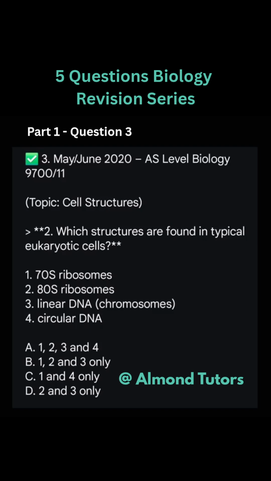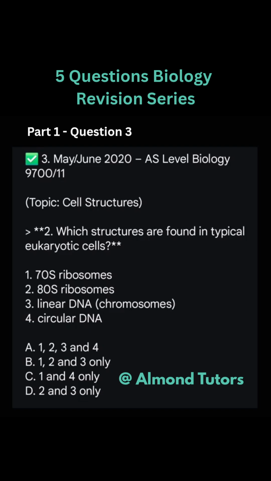So our question 3 today comes from a 2020 exam paper, May-June, paper 1-1. Remember the topic, cell structure. The question goes like this: which structures are found in typical eukaryotic cells? They are given an option of 70S ribosomes, 80S ribosomes, linear DNA, and circular DNA.